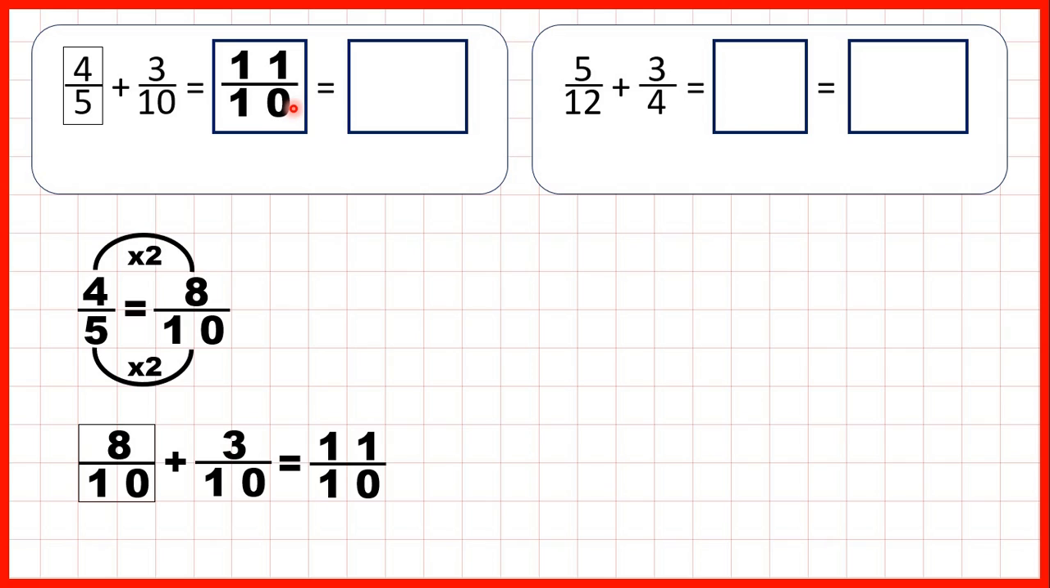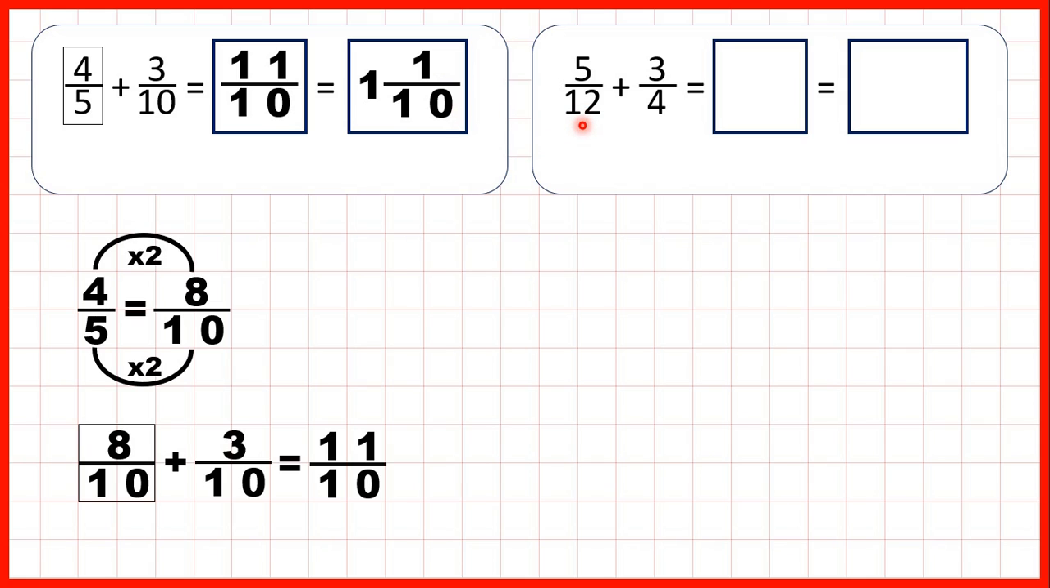But we can change that back into a mixed number by dividing. 11 divided by 10 is 1 remainder 1, because 1 times 10 is 10, then we need one more to get to 11. So as a mixed number, our answer is 1 and 1/10.